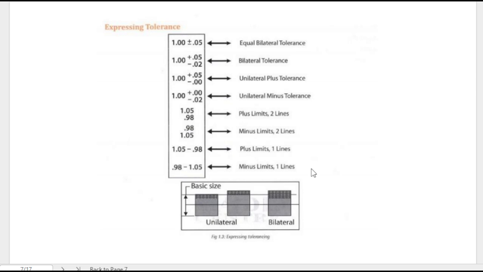Second thing is limit dimensioning. Plus limit two lines is 1.05 to 0.98. Minus limit two lines is 0.98 to 1.05. And next one is plus limits one line, 1.05 minus 0.98, or minus limit one line, 0.98 minus 1.05.